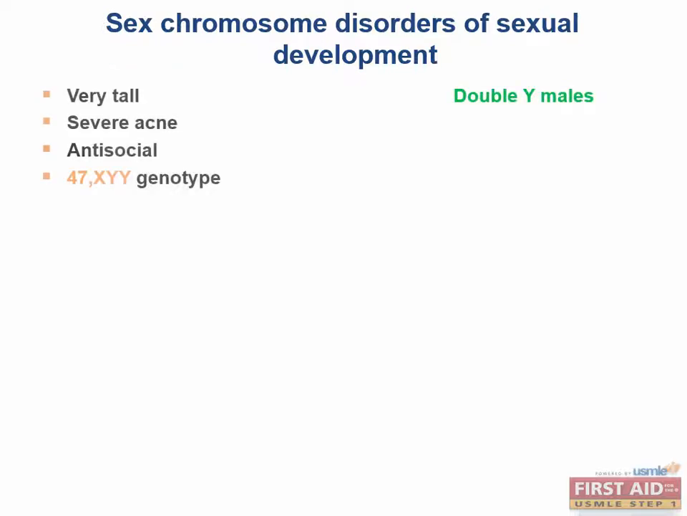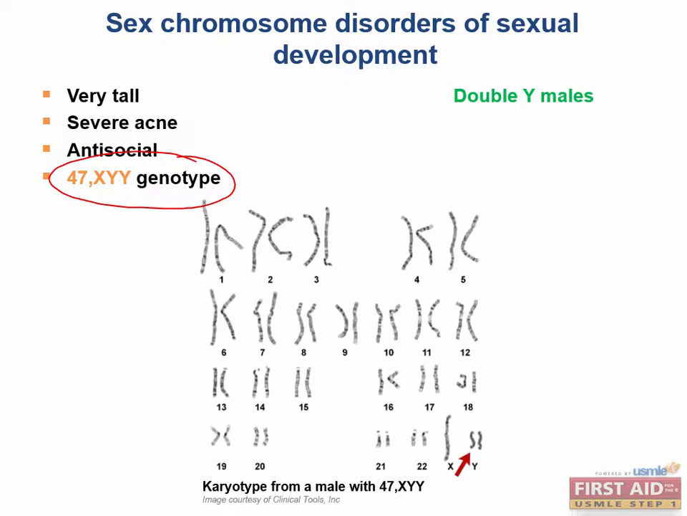So very tall, severe acne, antisocial, and 47XYY genotype. These are seen in double Y males. Unlike males with Klinefelters, they have normal fertility. Some studies link this genetic abnormality with behavioral problems like increased aggressiveness and a higher incidence of antisocial behavior, like autism spectrum disorders. As you can see in this image, these males have two Y chromosomes.